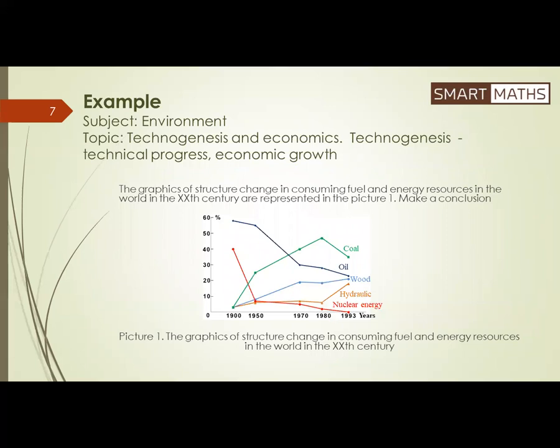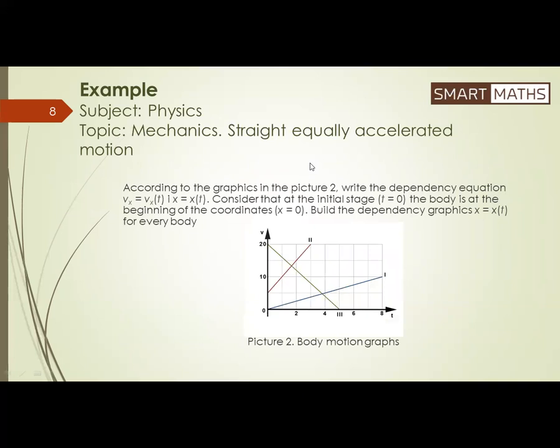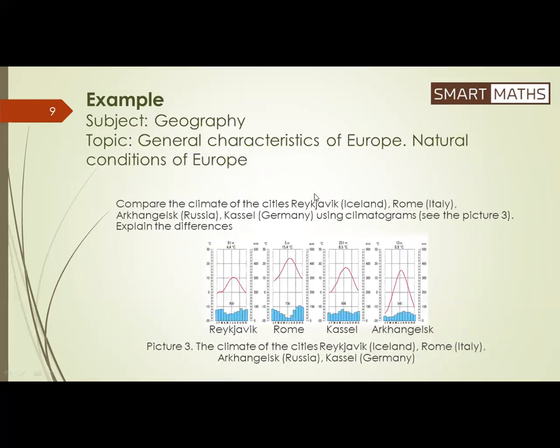Environmental problem in which you need to correctly read the graphics of structure change in consuming fuel and energy resources and draw conclusions. The problem in physics is to write the equation of the function according to the given graph. Problem of geography requires the ability to correctly analyze the graphs of functions.